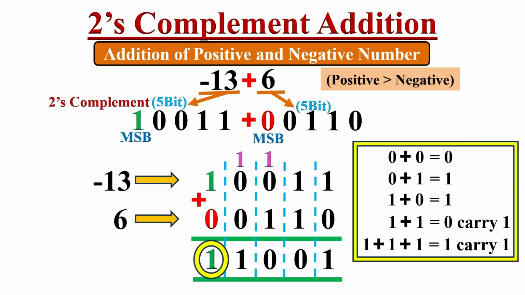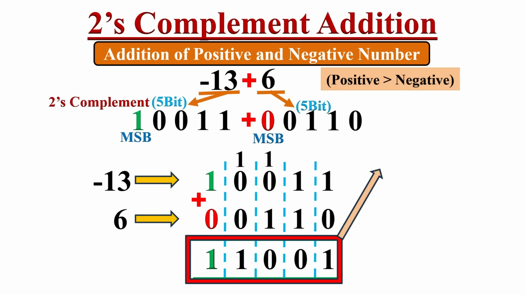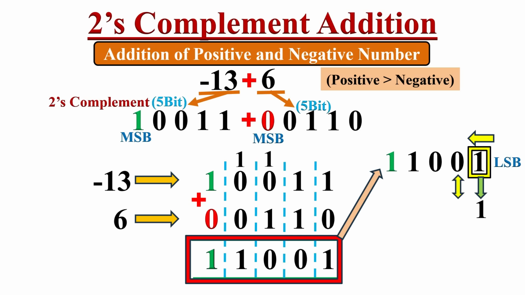Here MSB is 1, which indicates that the result is negative. This result is nothing but minus 7 in 2's complement form. Now let's convert this result to get corresponding positive number. To find 2's complement of this number, we will follow an easy way. Starting from LSB, just find first one and copy all bits as it is until the first one. And then after, just invert all zeros by ones and ones by zeros. So the resultant 2's complement of the number is 00111 and it is decimal equivalent of plus 7.